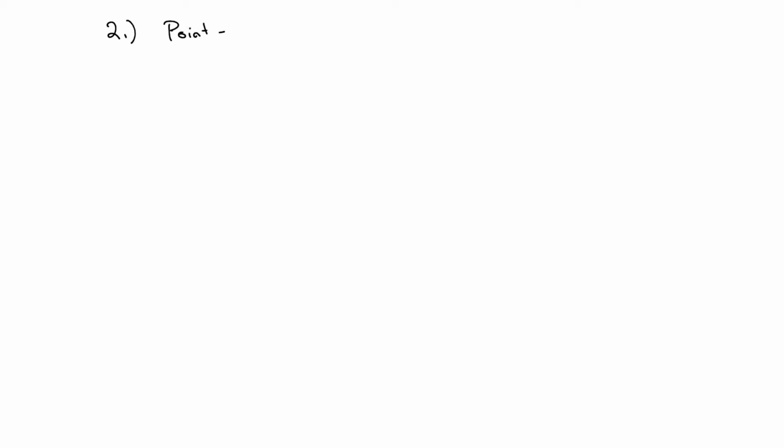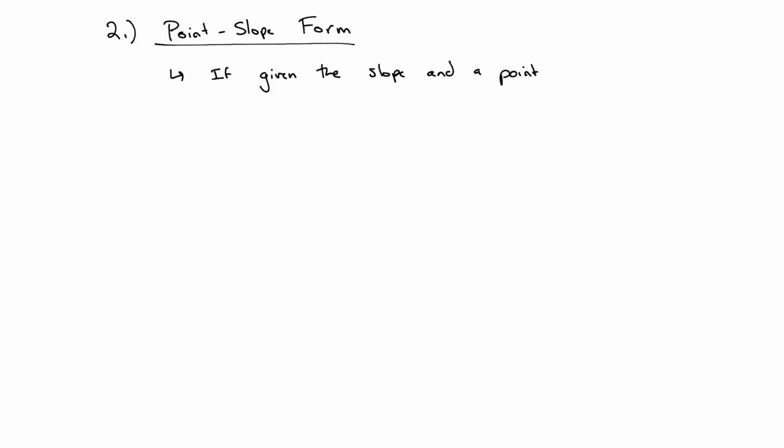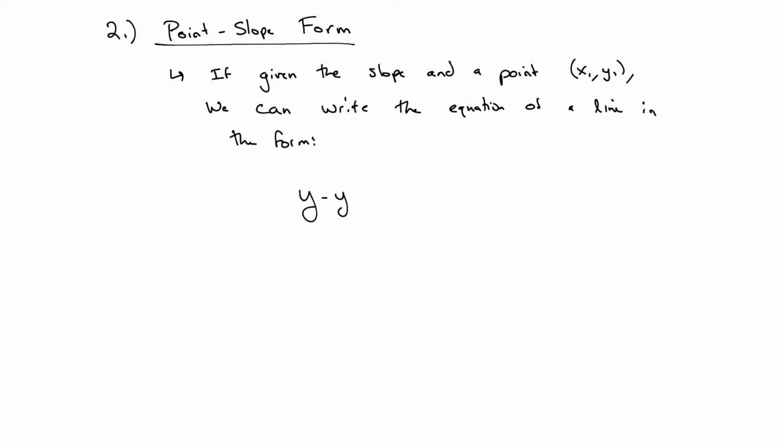Honestly, my favorite form. And I'll explain why when we do a problem. But point-slope form. The way this is defined is, if given the slope and a point x sub 1 comma y sub 1, we can write the equation of a line in the form y minus y sub 1 is equal to m times x minus x sub 1.